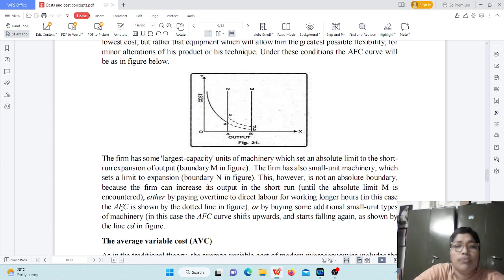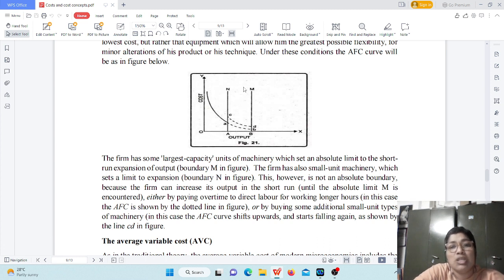Okay, so that is the dotted line, by paying overtime to direct laborers for working longer hours, or by buying some additional unit type of machinery. So this is how the average fixed cost looks in the modern theory of cost. So you can see, very important to explain.